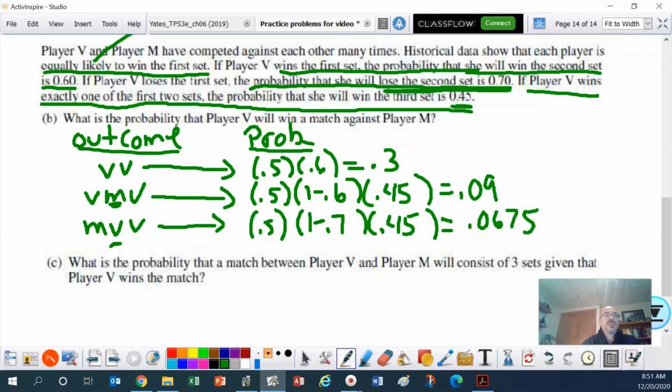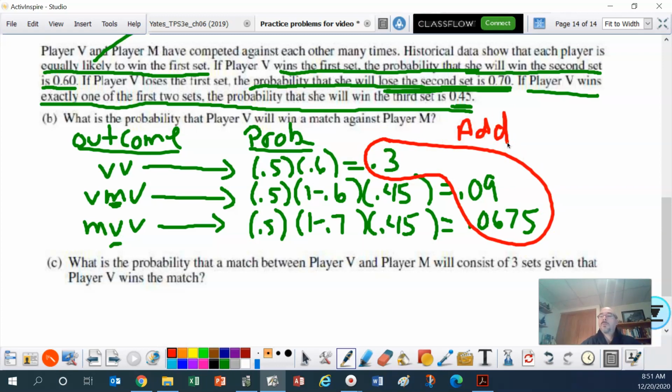Okay, so what is the chance that she wins? Well, we take these three and add them together. And we get 0.4575. So the probability that player V wins a match against player M is 0.4575. Okay, rewatch that if you need to. Think about it. Again, read carefully, reread again.